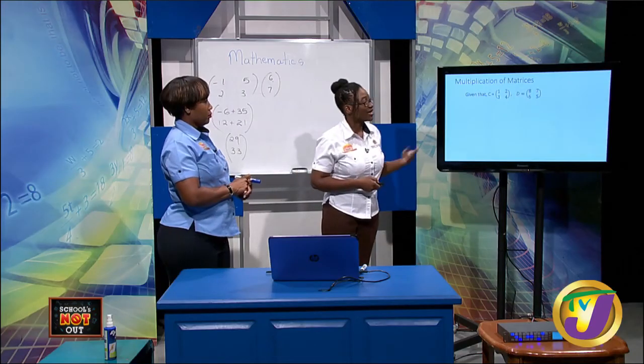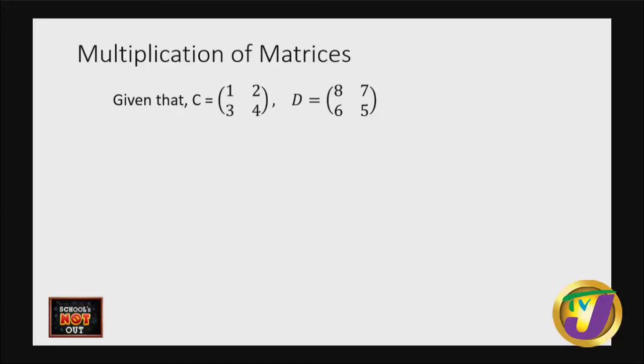So we want to examine matrix C, 1, 2, 3, 4, and matrix D, 8, 7, 6, 5. And we want to see if we're able to find the result of CD. Now, you would have noticed I have C in red, and you'll see why in a few minutes. So we have a 2 by 2 matrix multiplying another 2 by 2 matrix. Now, let's see what elements I'm going to be multiplying with each other. We said it's row by column.